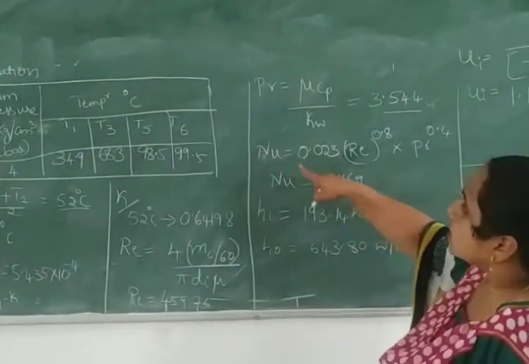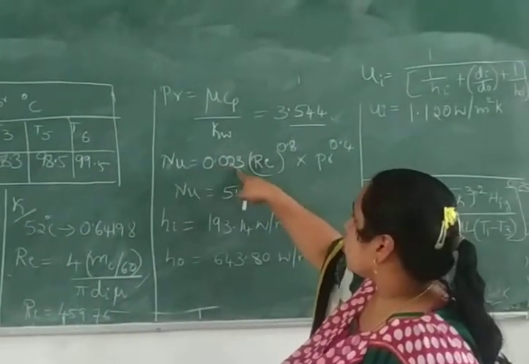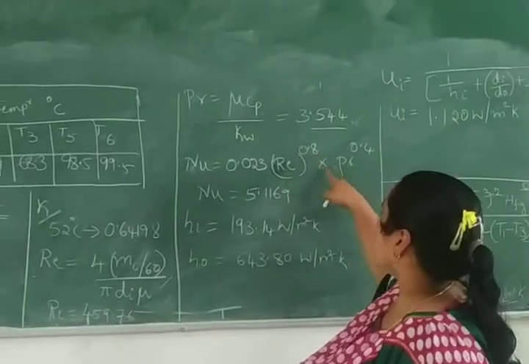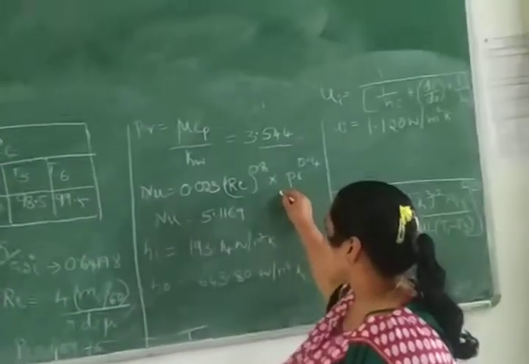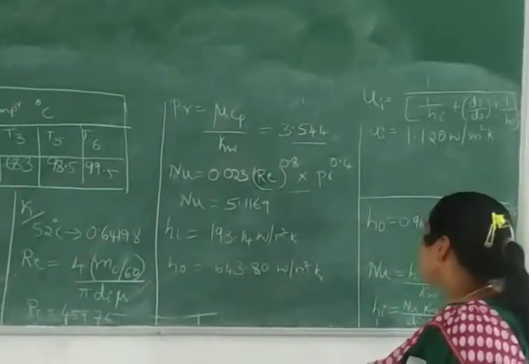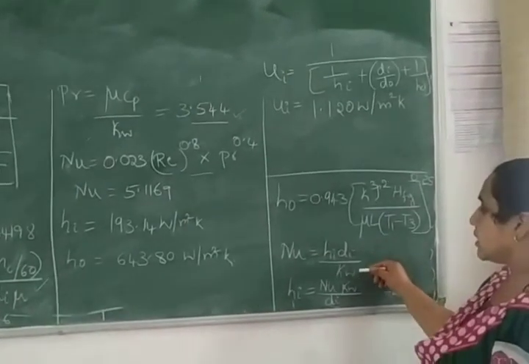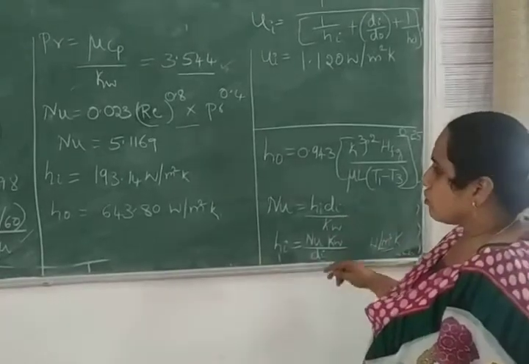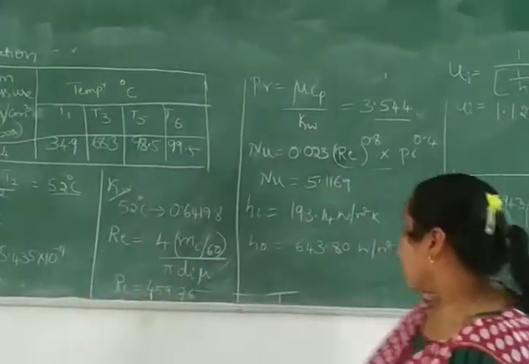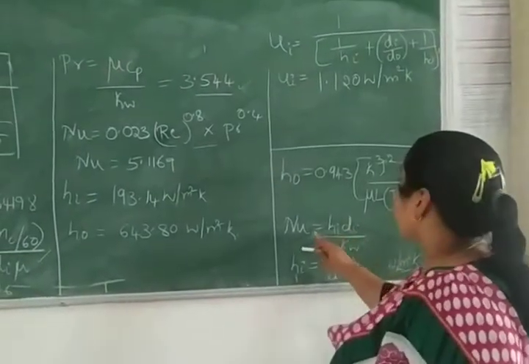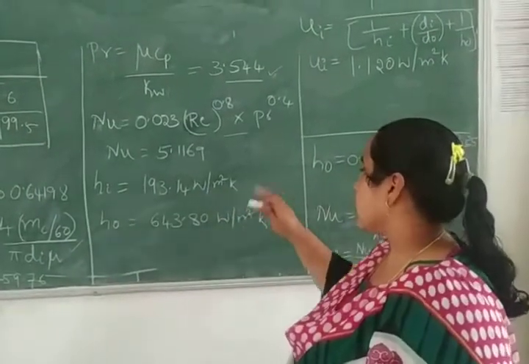Then the Nusselt number is taken from the data handbook: 0.023 Re to the power 0.8 into Pr to the power 0.4. This expression we take from the data handbook to get the Nusselt number. Once we get the Nusselt number, we know that Nusselt number is equal to Hi into Di by Kw, where Kw is nothing but the thermal conductivity of water. From this we get the Hi value. Hi is equal to 193.14 watt per meter square Kelvin.